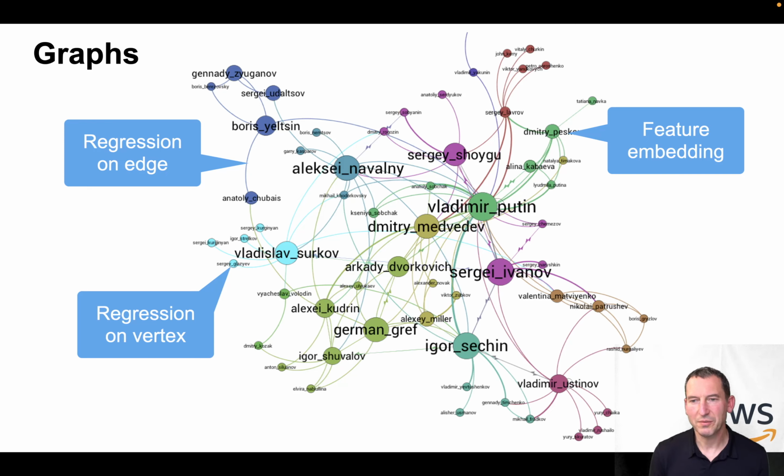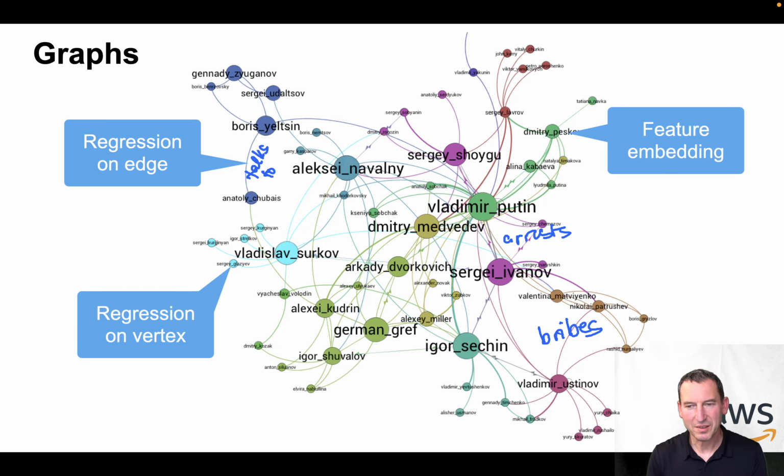Now, what can you do if you have a graph? Well, one thing you can do is you can try to regress on an edge. Or you can regress on a vertex. So regression on an edge, for instance, might be talks to, or maybe arrests, maybe bribes, right? Or marries their daughter or their son or something like that.